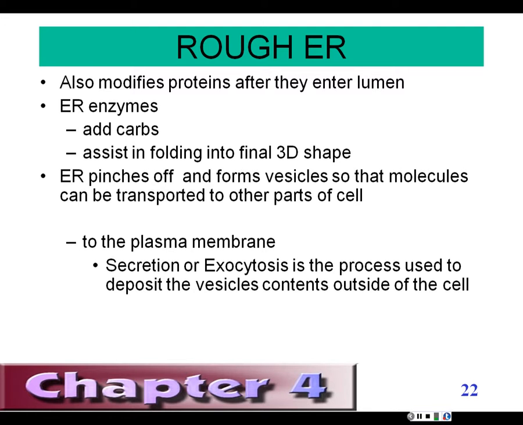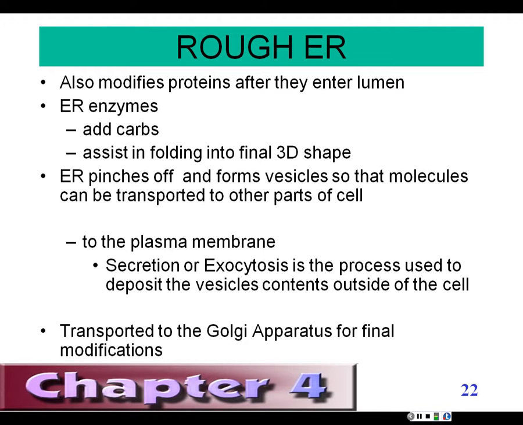Endocytosis is in and exocytosis is out. No, not yet. No.